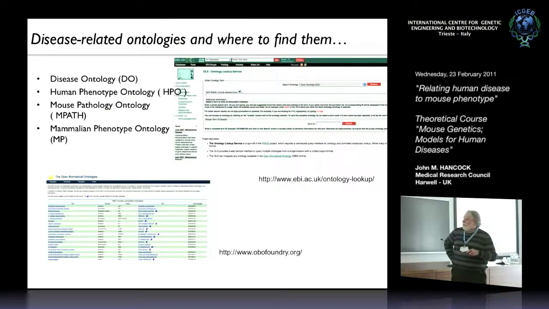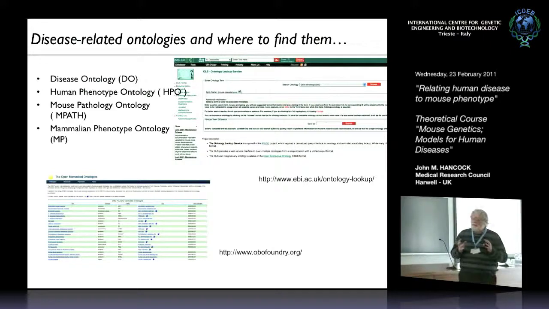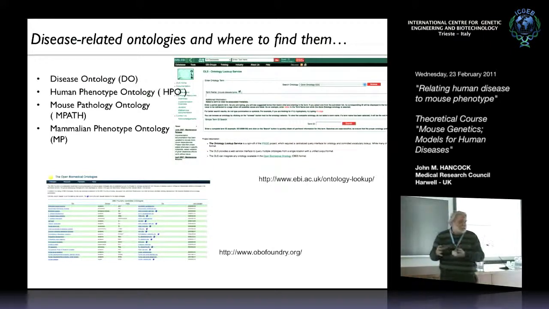And then we have, in the mouse, the mammalian phenotype ontology, which is the ontology developed at the Jackson Lab to describe mouse phenotypes, which is actually pretty good. And Paul Schofield's ontology of pathology, which is also pretty good. So we're in a position where we have better ontologies in the mouse than we have in the human, which is good for mouse people, but not so good for trying to do things with diseases.